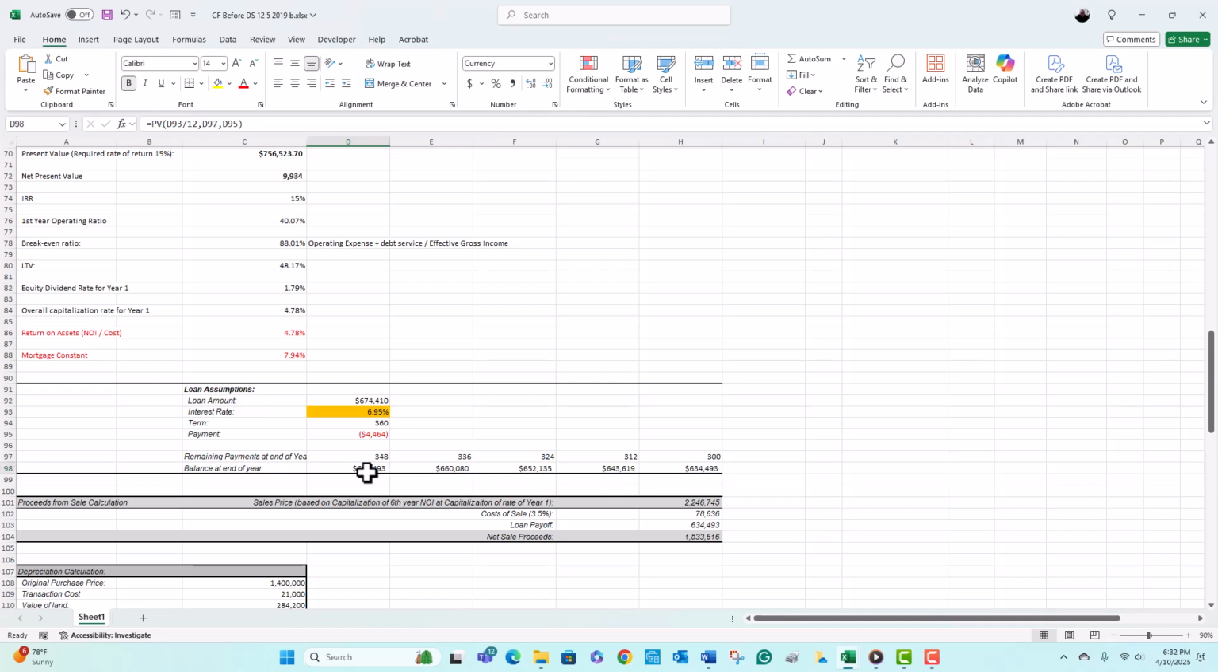And this formula should look pretty familiar. All we're using is the present value formula that we talked about earlier. That's it. And I've done that all the way across. Nothing new, right? Let's go on up.